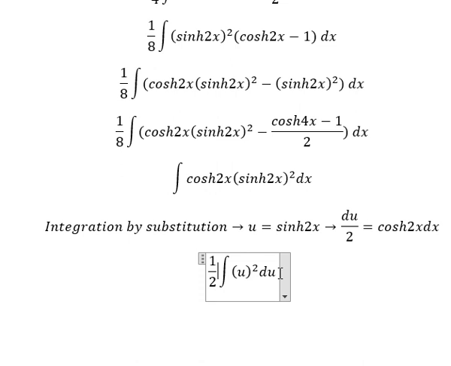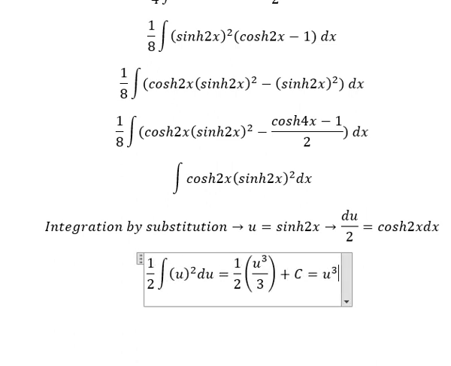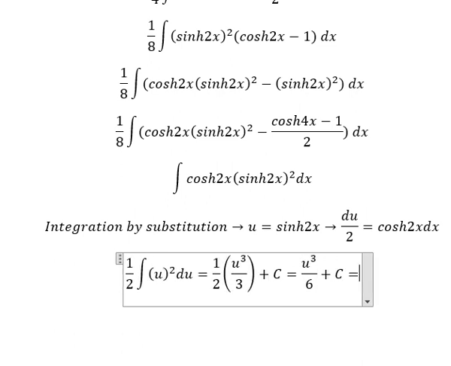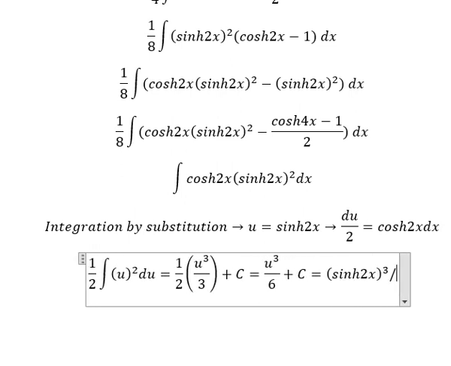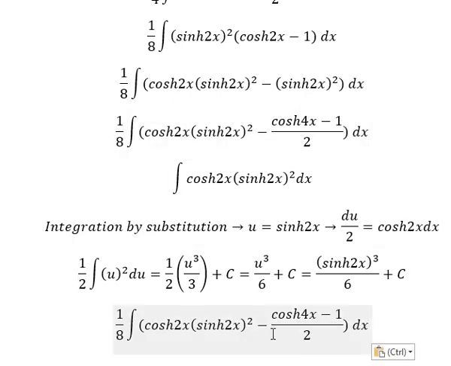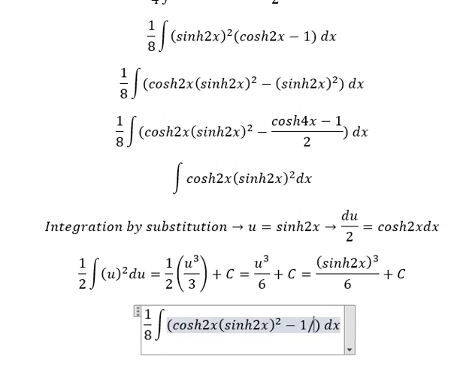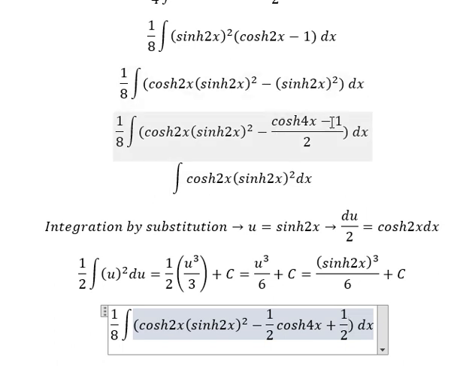The integration of u square, we have u to the power of 3 over 3, and we put c. And this one is u to the power of 3 over 6 plus c. About u, that's sinh 2s. This one we can separate them in here. Negative with negative, that's why we have positive 1 over 2.